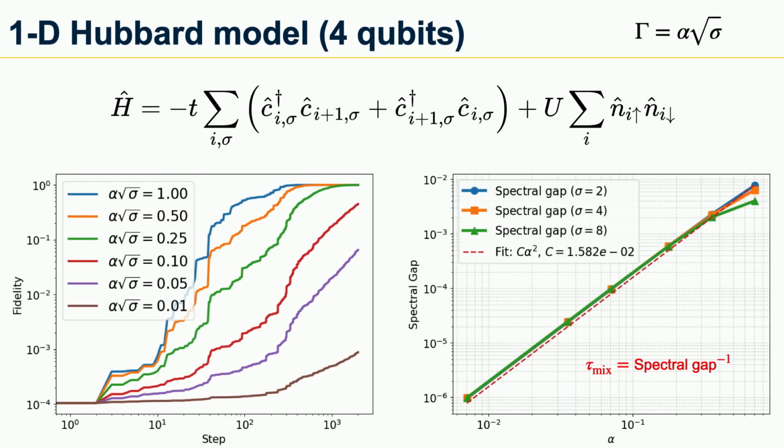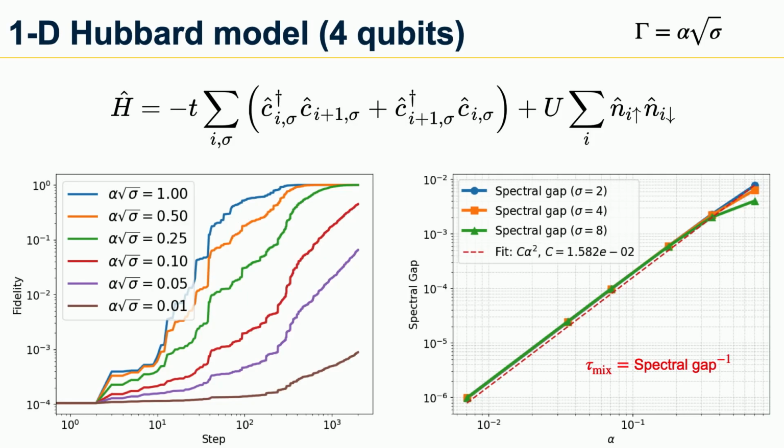Okay. So here I want to quickly show some numerics to convince you that the theoretical result is correct. I run a very simple example, 1D Hubbard models with 4 qubits, and I define gamma equals alpha times the square root of sigma. These are the notations in our first paper, and you can see that even if I chose gamma equals 1, my fidelity will still converge from 0 to 1.